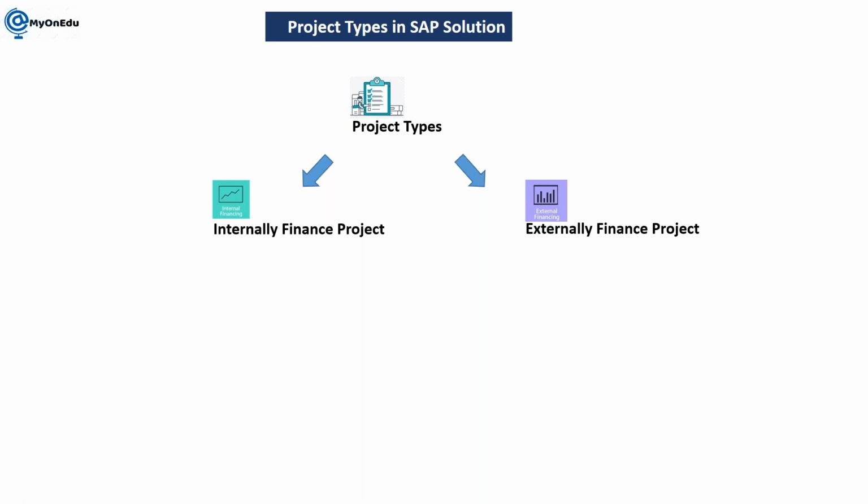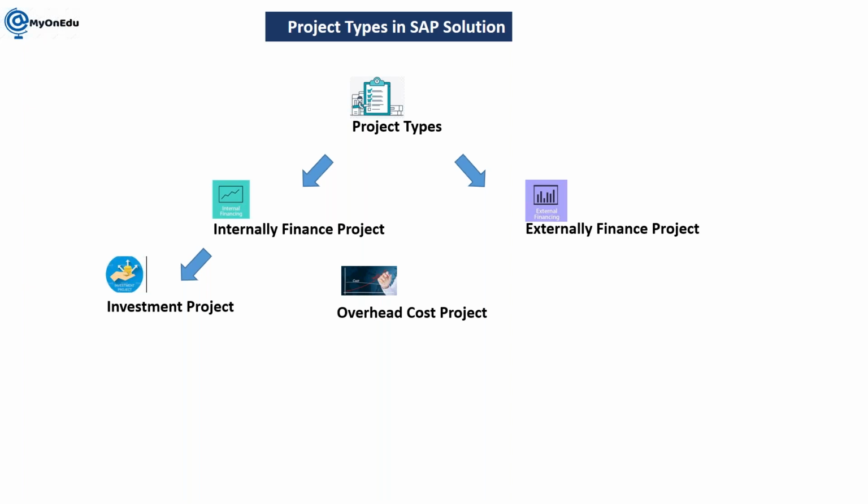So whenever we are doing any investment, we need to understand all these things. Okay, then only it will go for execution. So here in internally financed project, we are having two types of project. Further, one is investment, another is the overhead cost project. Investment is purely investment where we are expecting some return after some time. Okay, so some cost will be involved here, and after a certain period, this cost, based on the ROI, will give us the return.